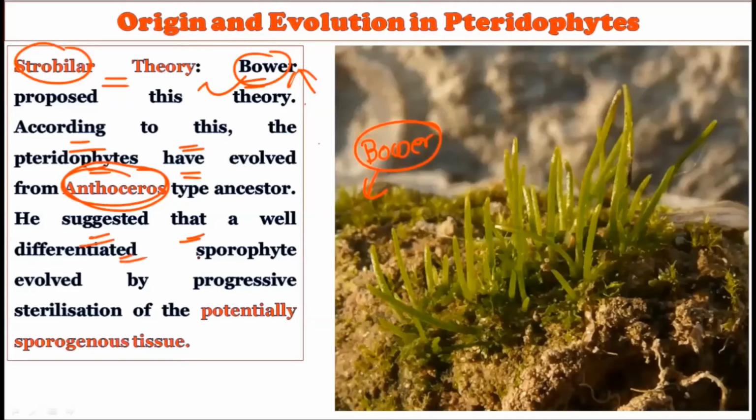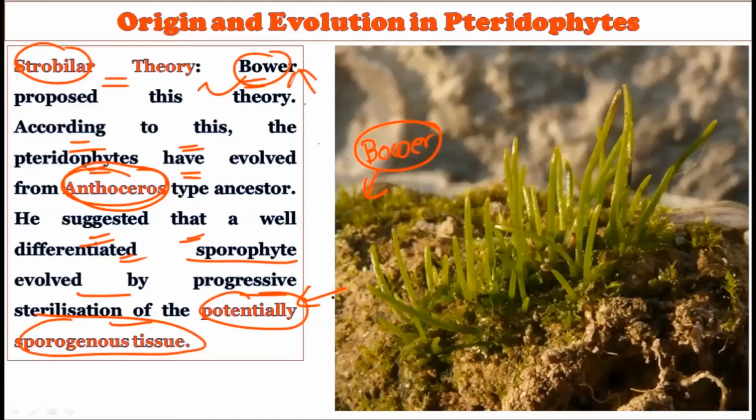He suggested that the well differentiated sporophyte evolved by the progressive sterilization of a potentially sporogenous tissue. We have already discussed that during sporophytic evolution in the Bryophytes, there is a progressive sterilization in the potentially sporogenous tissue. So he is also saying the same thing, that through the Anthoceros plants there is a progressive sterilization in their sporogenous tissue, which later got converted into the Pteridophytes. Okay, so this is the simple idea put forward by Bower, which he calls the Stobular theory. According to this theory, in the Anthoceros there is a progressive sterilization of potentially sporogenous tissue, which ultimately leads to the formation of the Pteridophytes.